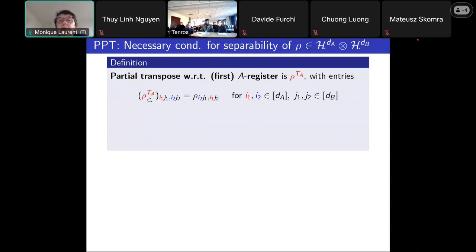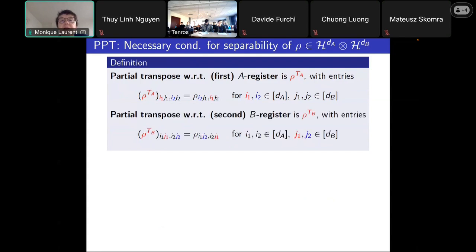So like the partial transpose with respect to the first register, which is denoted rho TA, would be that you flip only the first indices, I1 and I2. I won't read it because it's going to be more confusing than anything else, but you see what's happening. Here I had first I1, I2, then here you have I2, I1. So you flip only the first indices, and the second ones keep their position. This defines a new matrix, which is the partial transpose with respect to the first A register.